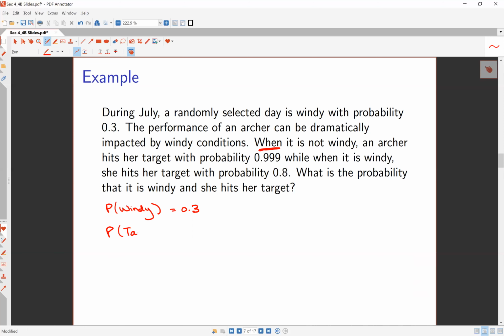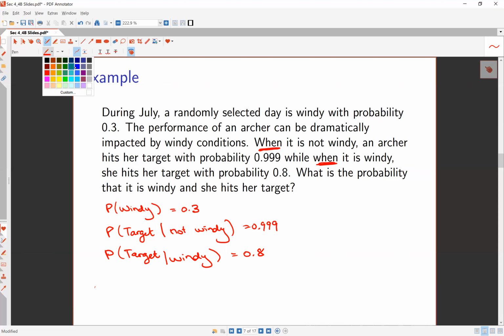So the probability of hitting her target, given that it is not windy, is 0.999. While when it is windy, there's my conditioning word again, given that it is windy, the probability that she hits her target is only 0.8. What is the probability that it is windy and she hits her target? So I'm trying to find the probability of an AND statement.